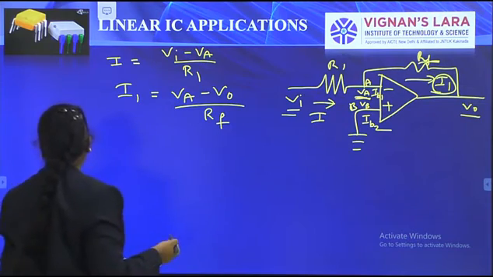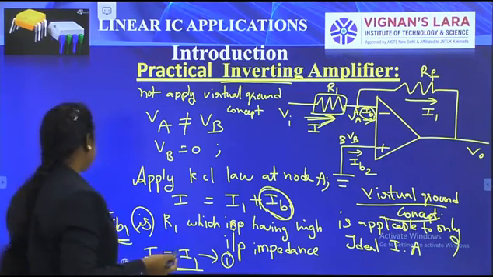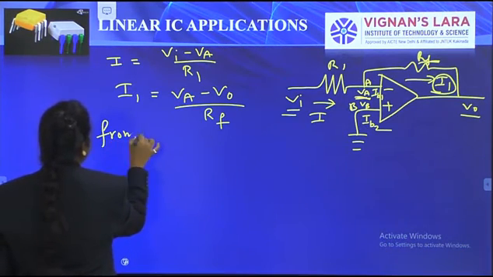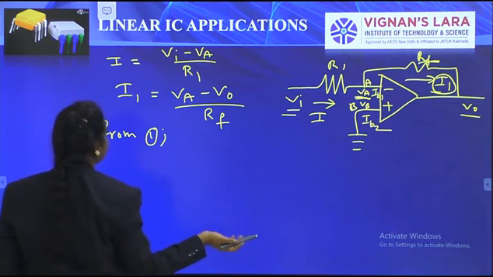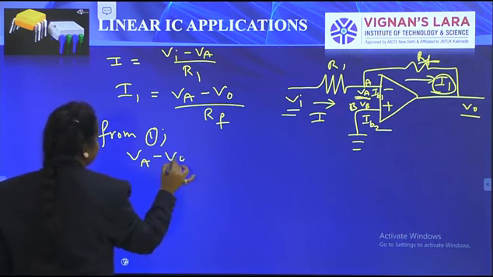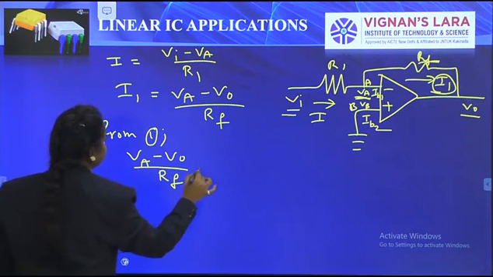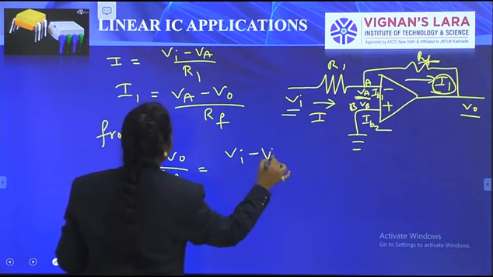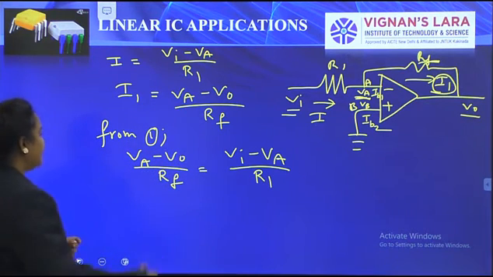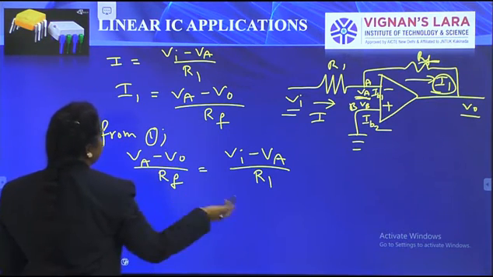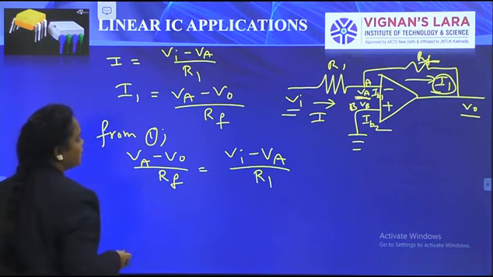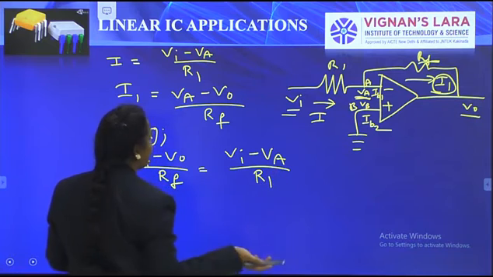We have already, from the first equation, I is equal to I1. Obviously we can write (VA minus V0) by RF is equal to (Vi minus VA) by R1. Since I is equal to I1, we can equate those two.